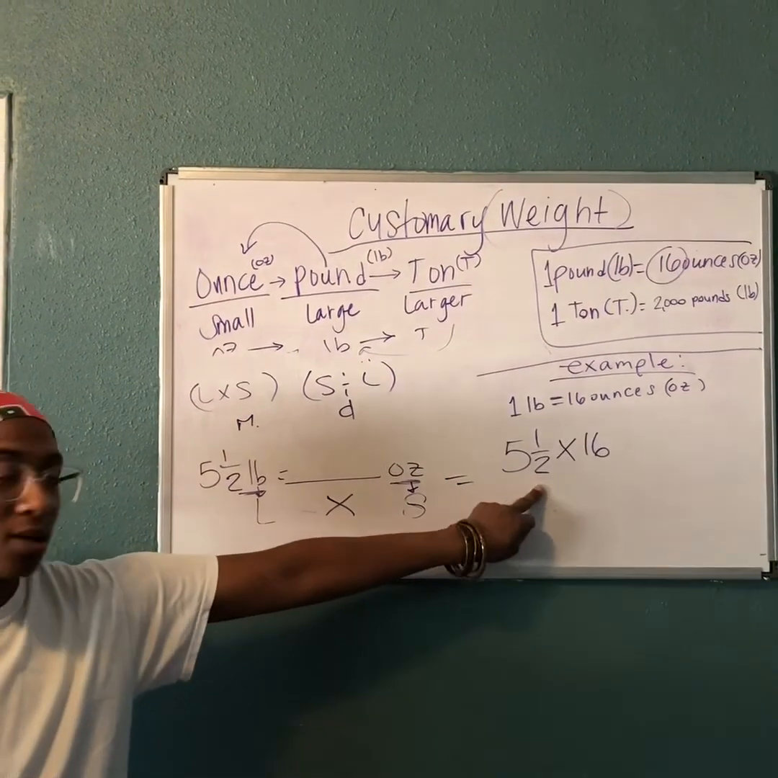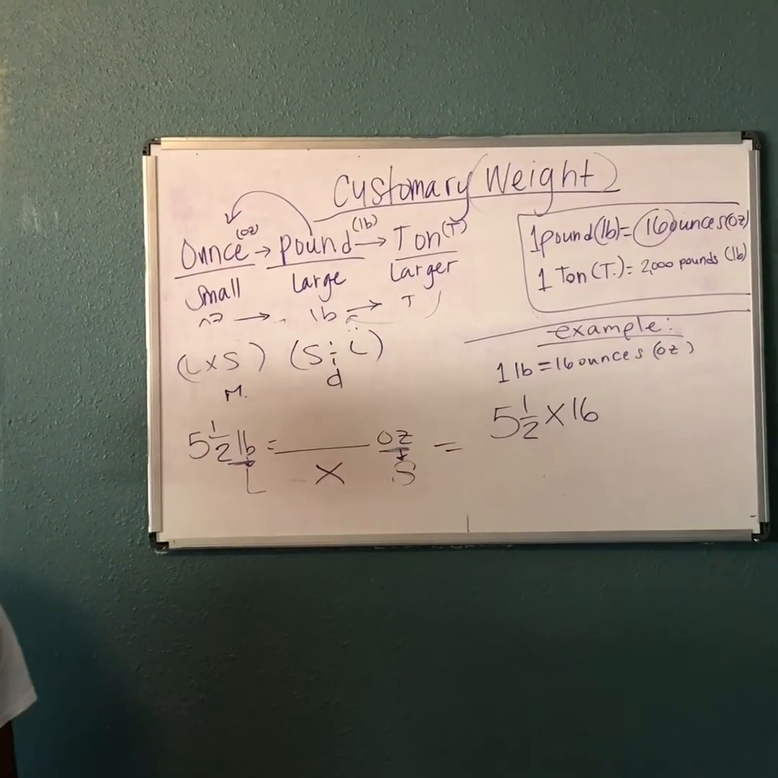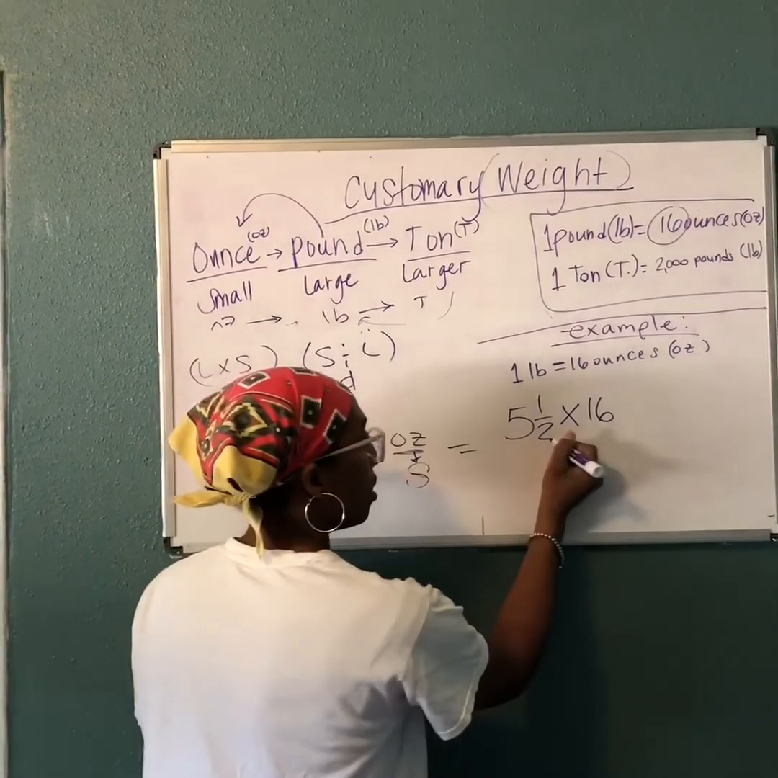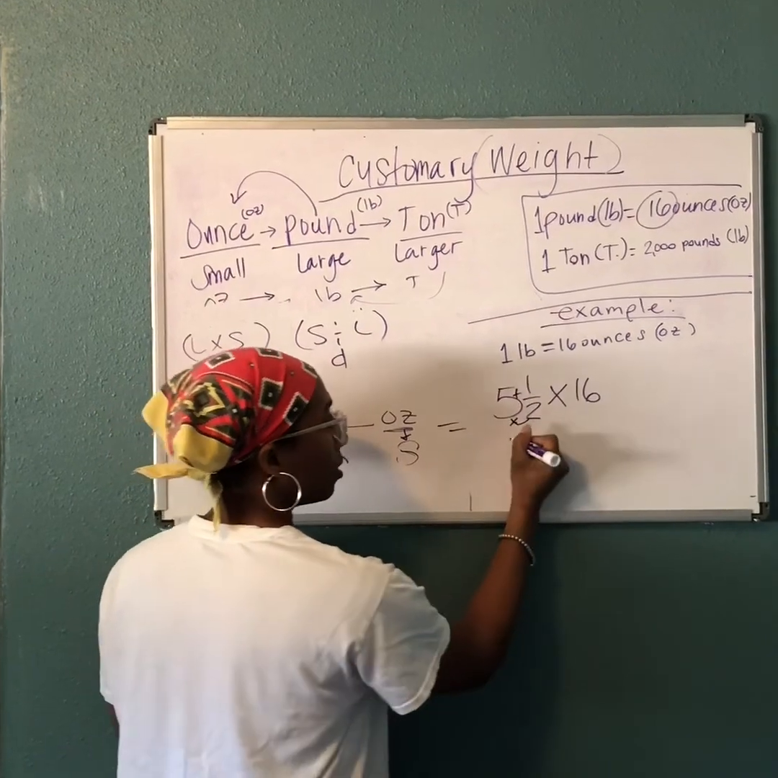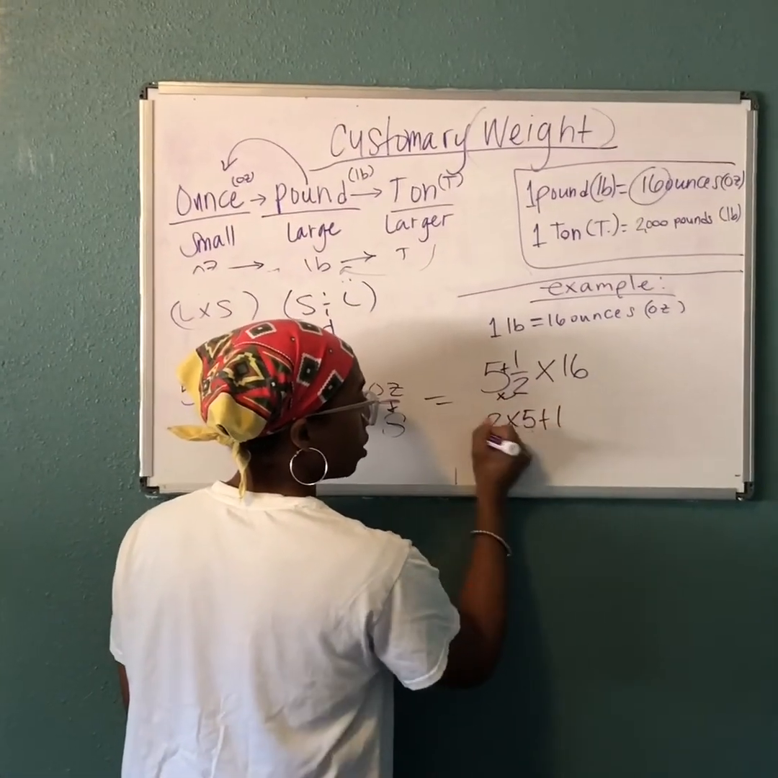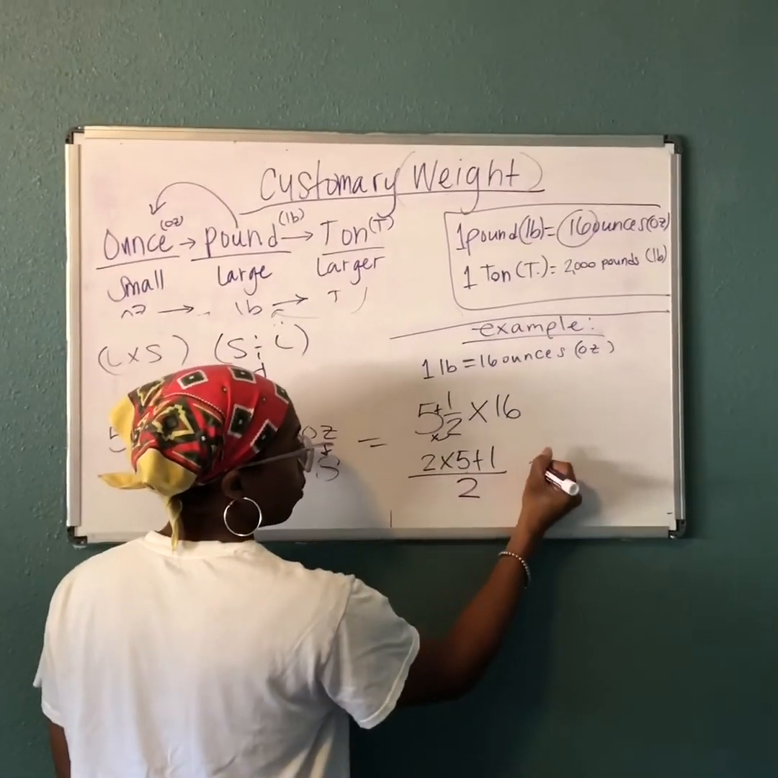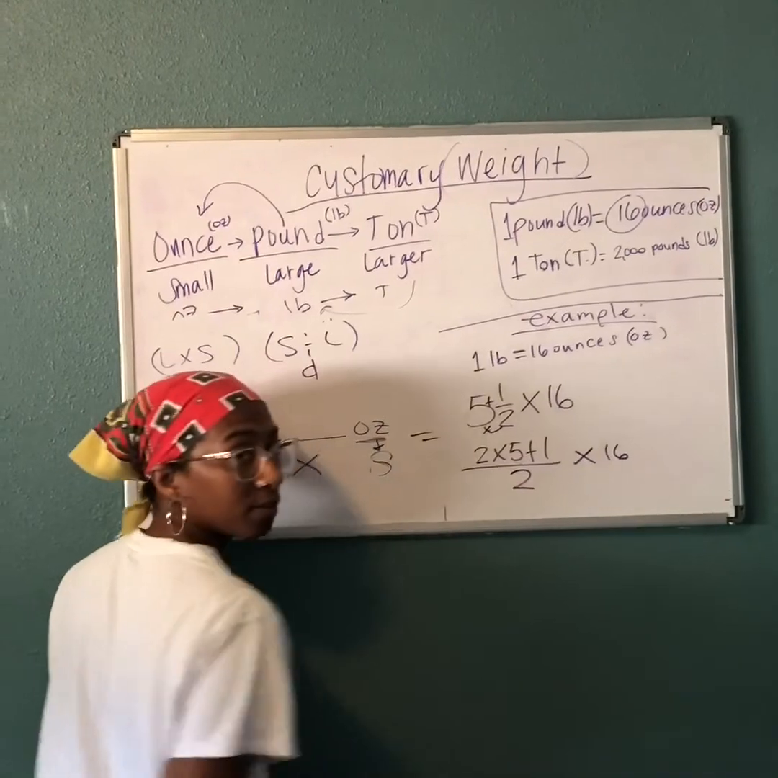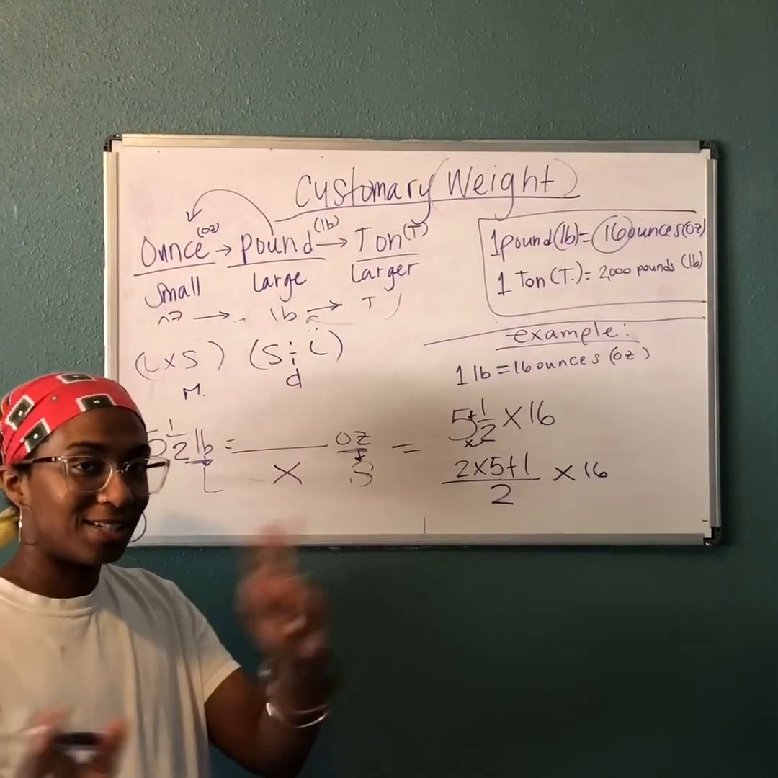So that's the beginning of solving the problem. Now what we do is 2 times 5, and 5 plus 1. Our denominator is 2. Then we multiply by 16. Following me? You get it? It's easy, right?